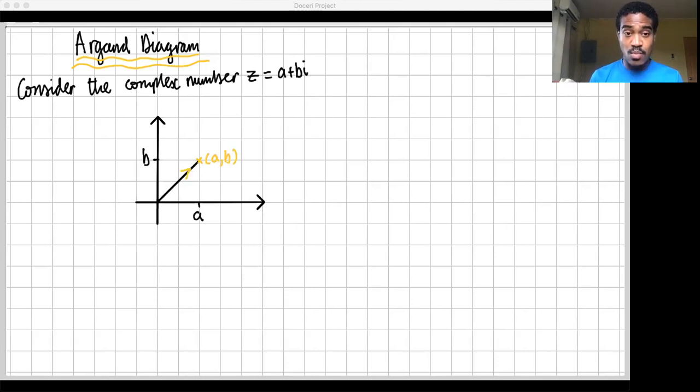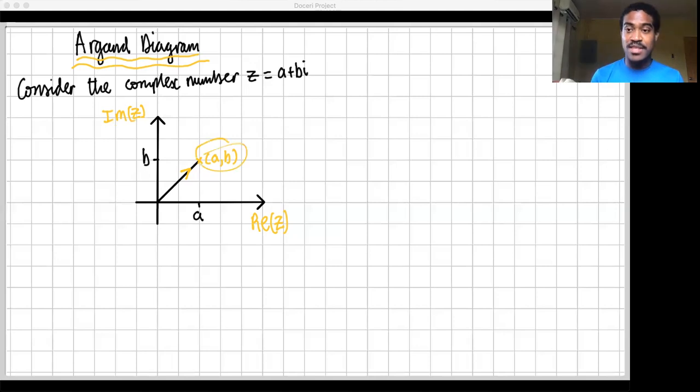Key things to note when we're doing our sketch: let's make sure we label the axes correctly. What we traditionally call the x-axis, we will now label Re(z) as the real axis. What we traditionally call the y-axis, we will label the imaginary axis, Im(z). So those are some key things to note when you're plotting your Argand diagram for a specific complex number. You want to make sure you label your axes correctly.